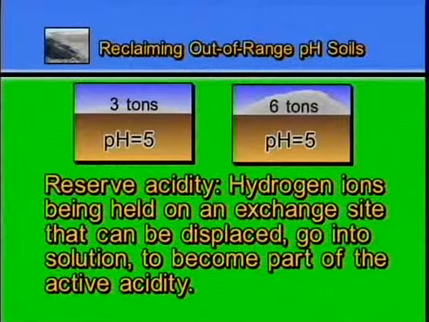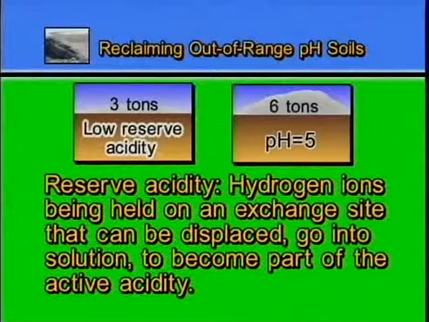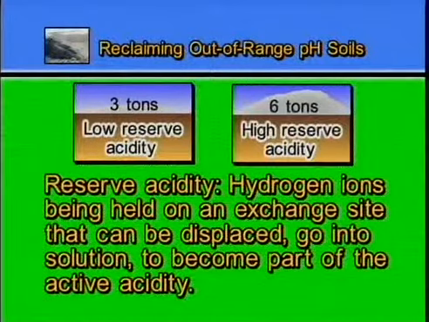So in the example that I just gave you, if soil number 1 had a low level of reserve acidity, then that soil would require less lime quantitatively than would soil number 2 that had a high level of reserve acidity to offset or neutralize that hydrogen.